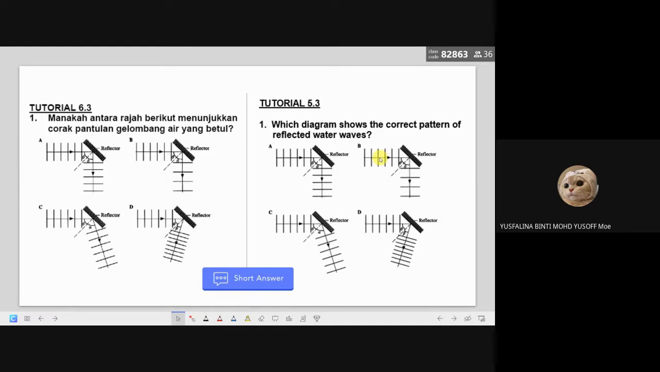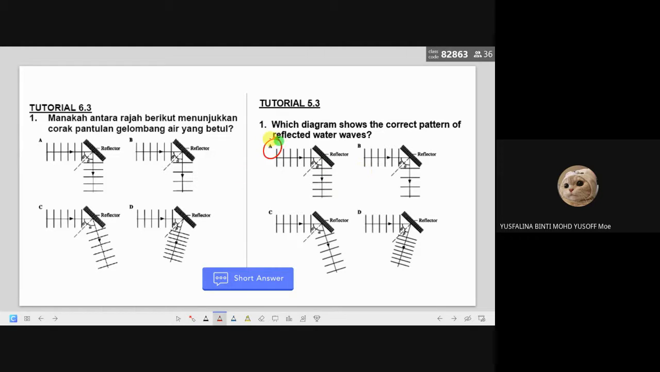Alright, so here it says, which diagram shows the correct pattern of the reflected water wave? For this one you have to measure the wavelength before it is reflected. The wavelength before reflection must be the same after reflection, so there is no change of wavelength here. Another thing you have to know, the law of reflection says i equals r, meaning the angle of incidence is equal to the angle of reflection. So the angle must be the same, and the answer should be A.